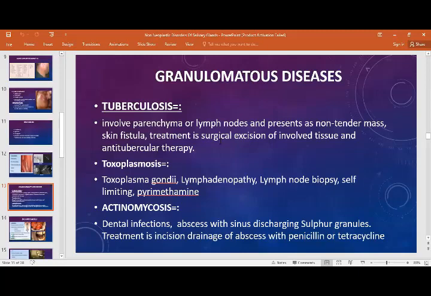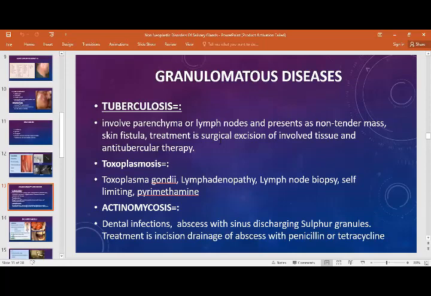Now, toxoplasmosis is quite a rare infection, and it occurs due to Toxoplasma gondii. Basically, the tachyzoites enter into the lymph nodes and cause lymphadenopathy. The presentation of the patient in most cases is lymphadenopathy, so for the diagnosis we will go for lymph node biopsies. And one good thing about toxoplasmosis is that it is a self-limited disease. But in those cases in which it does not resolve itself, we'll go for the drug pyrimethamine, which is quite effective in treating toxoplasmosis.